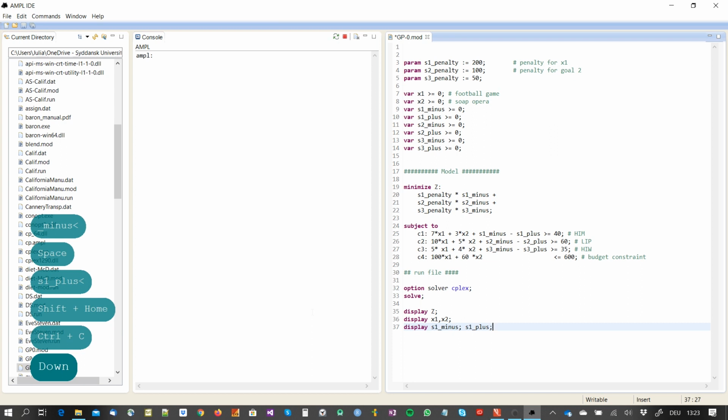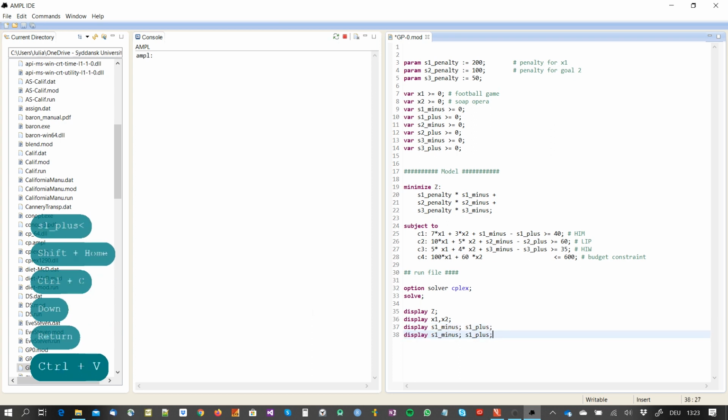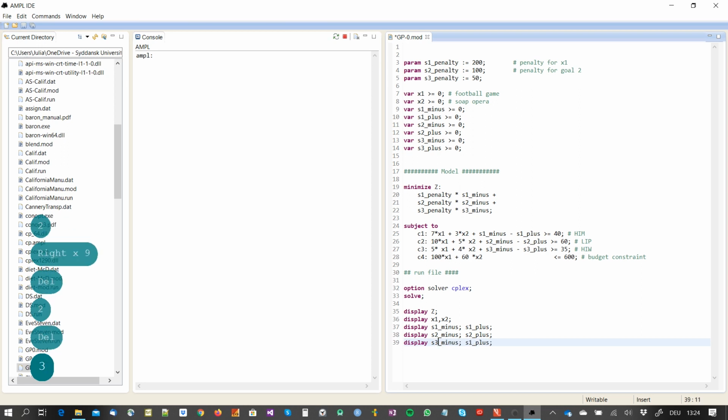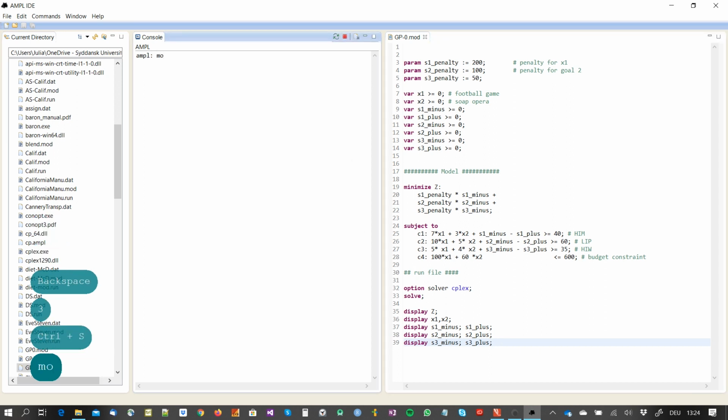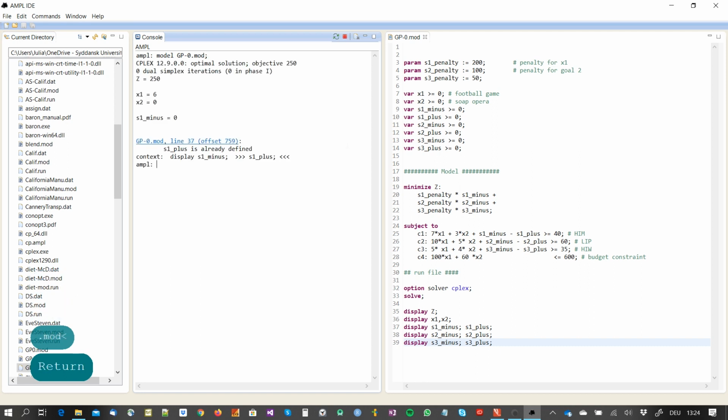Now we can speed up again by copy-pasting. I want this for all three constraints that are not the budget constraint, because that one I do not want to derive from. Okay, so far so good. Let's see if I made some typo. So this is GP0 mod, and because we have thrown everything now in the model file, we can just invoke the model file and it should work or not work.